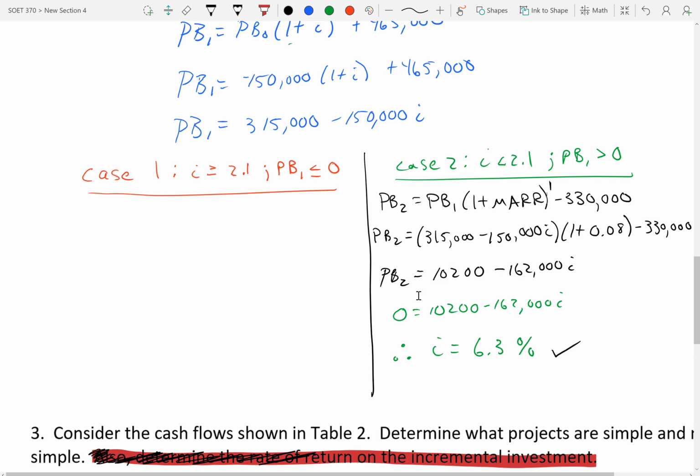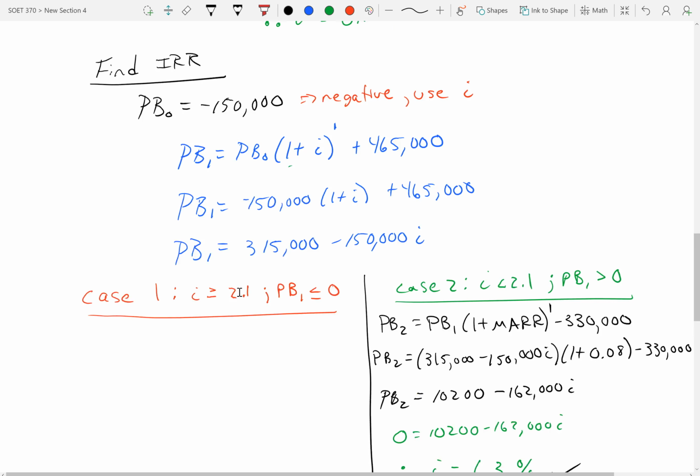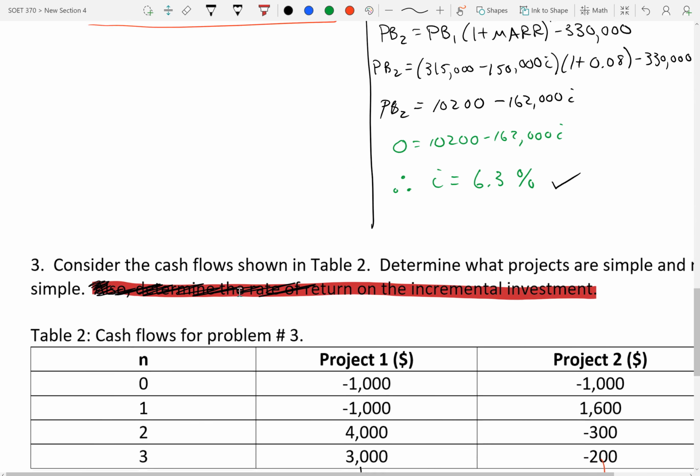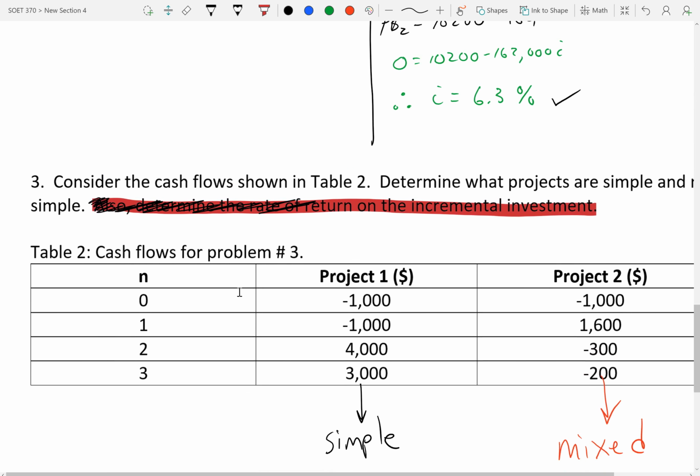Now, in order to find I, we set the project balance equal to 0, because it's kind of like breaking even, and we get 6.3%, which is actually less than 2.1, or 210%. So is case 2 satisfied? You will find that case 1, you have to use a quadratic, and it's longer, and it actually doesn't satisfy. All right, so you've had numerous examples like this, multiple in-class, multiple homework problems.